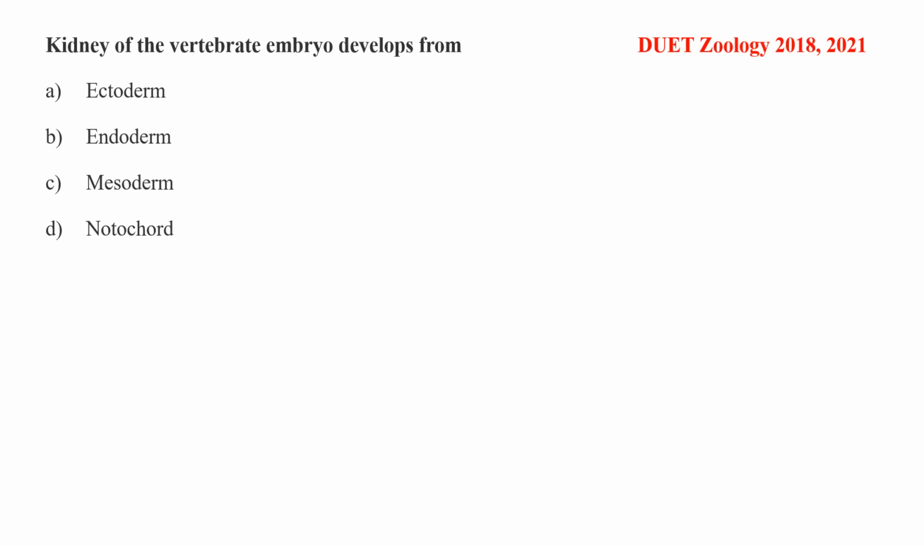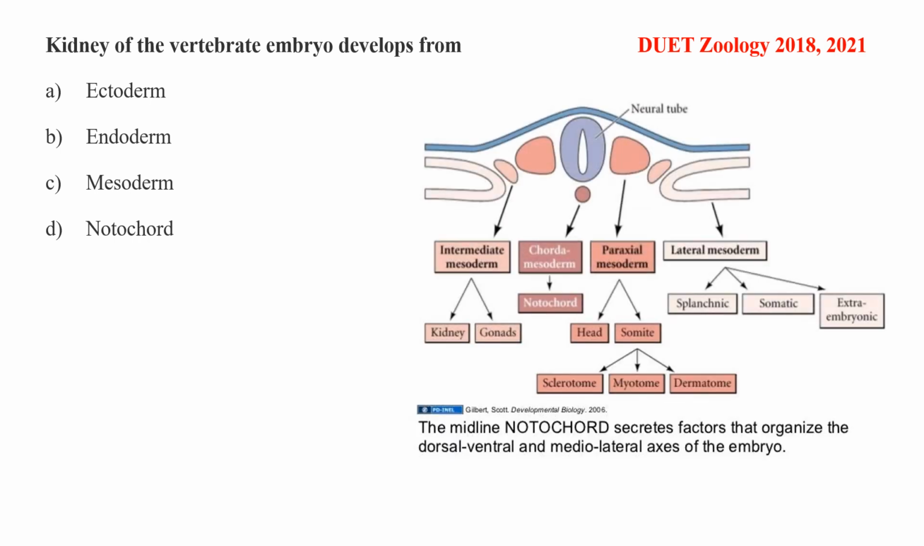Kidney of the vertebrate embryo develops from. This is very simple. The kidney of a vertebrate essentially develops from the intermediate mesoderm, which lies between the somite and the lateral plate mesoderm. So hence the option C would be the correct answer.